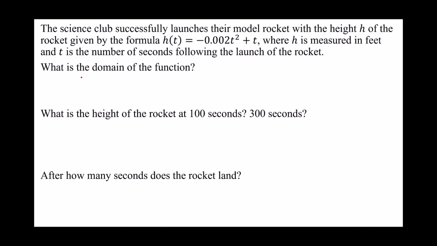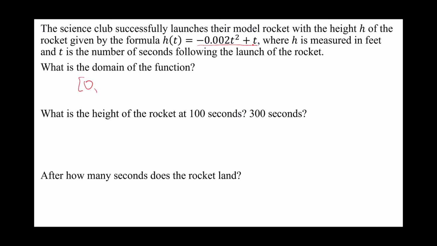Well, the very beginning of the launch would be 0 seconds, so we're going to start there, 0 seconds. Just in this equation itself, the domain would be all real numbers. But in this context, it doesn't make sense to go back in time, so our domain is starting at 0. And then our domain would end whenever the rocket hits the ground.